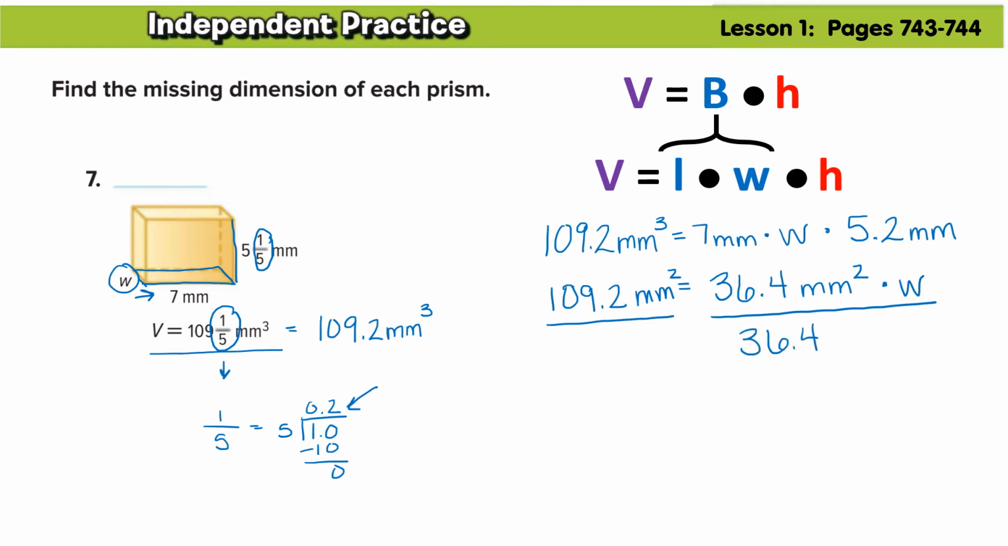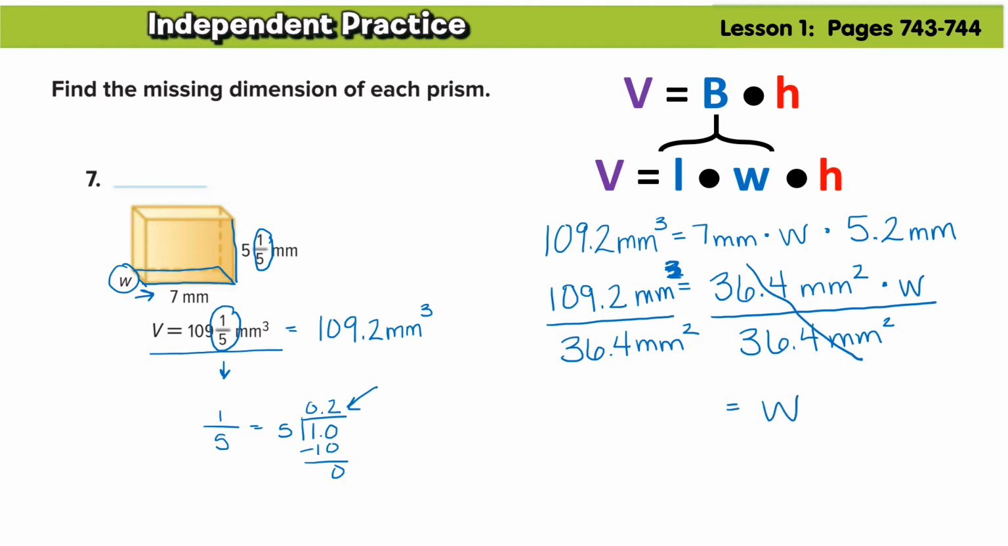And now we're going to divide both sides by 36.4 millimeters squared. And look, do you see how I made a mistake right here? I wrote a 2 instead of a 3. As you get older and you get into algebra, you have to really be careful. And little mistakes like that can mess you up in the long run. So they're just little tiny human errors that can get your problem incorrect. So you have to be very careful.